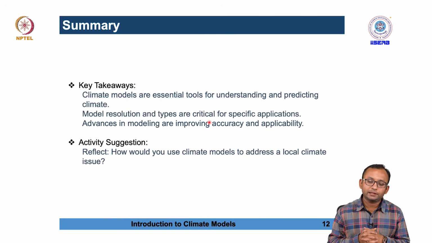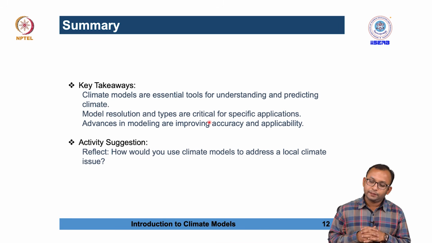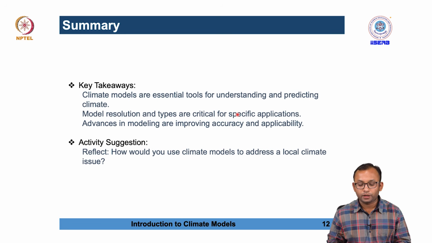So, overall in this lecture we have talked about what exactly climate models are, and how they are essential tools for understanding and predicting the climate. Then we talked about what model resolution is, why it is a very important parameter, what their types are, and their critical applicability for specific uses. Then we talked about advances in modeling and improving accuracy, what their uncertainty and error are, and how we increase the efficiency of the model using calibration and validation steps. This is what we have covered so far in this lecture.